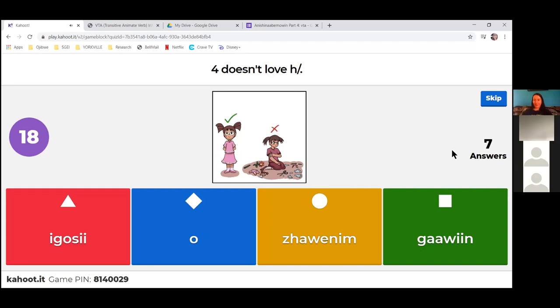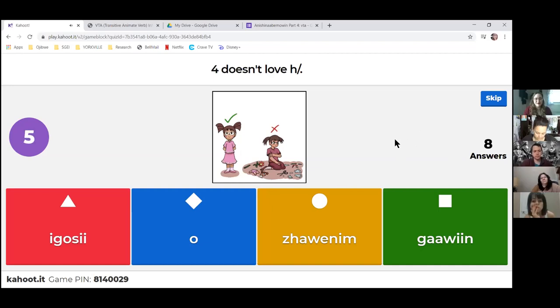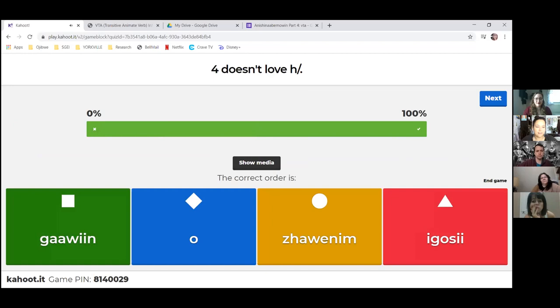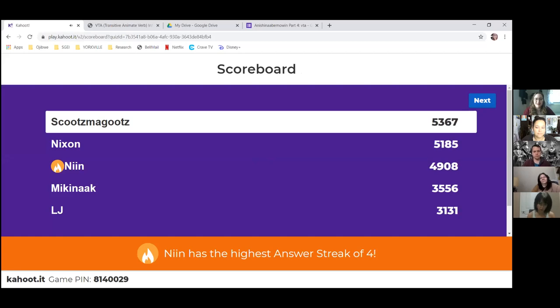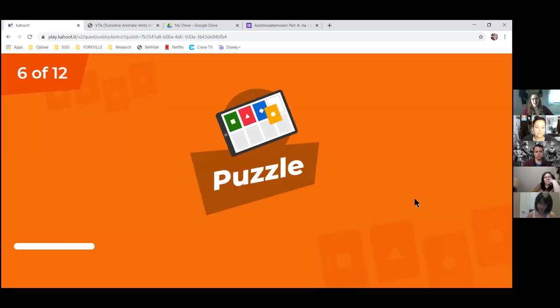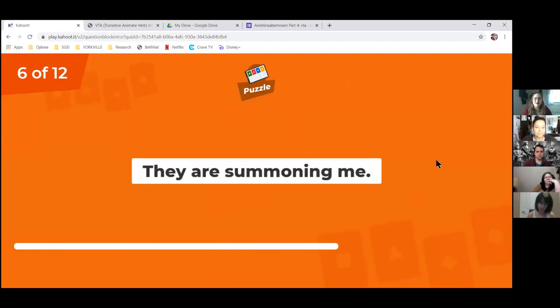Music on this one is so intense. Why, everybody got it right. So the correct order, Galin Ojawain Megosi. Galin Ojawain Megosi. Or doesn't love him or her. Good. All right, we got another puzzle one. They are summoning me. They are summoning me.